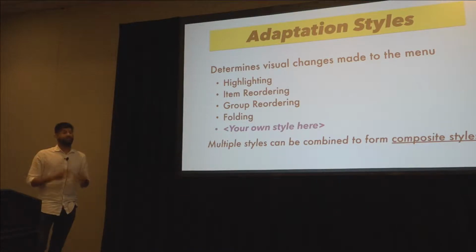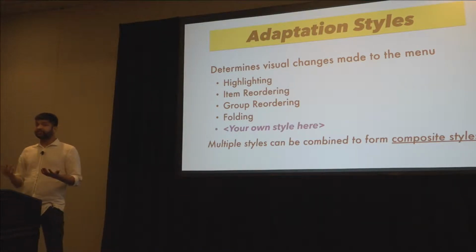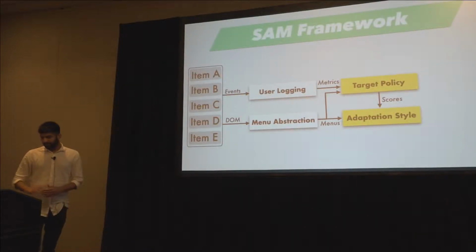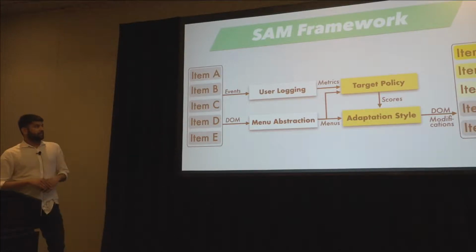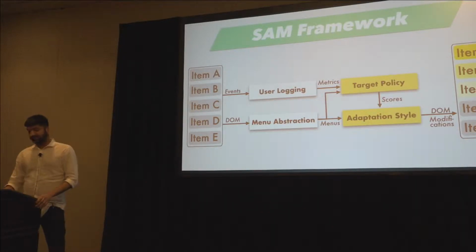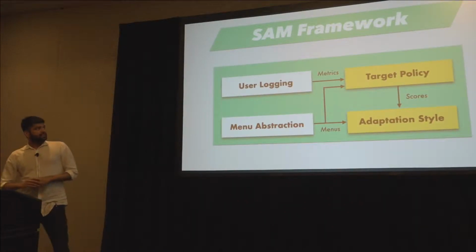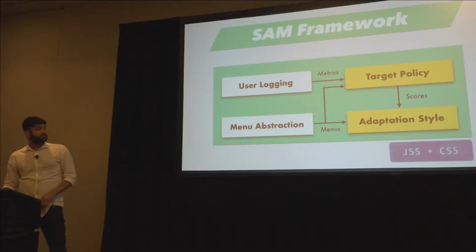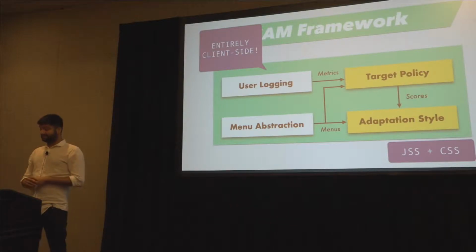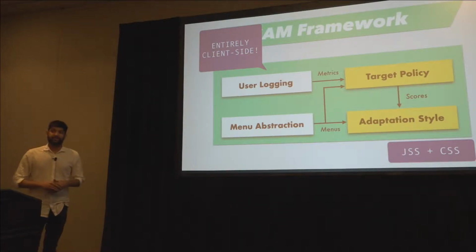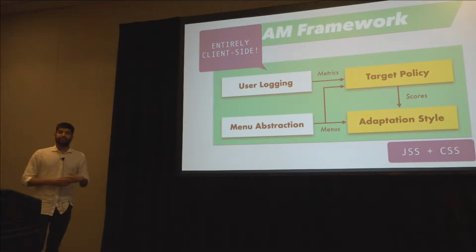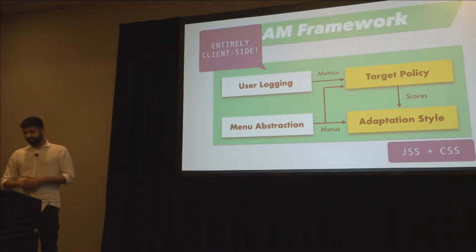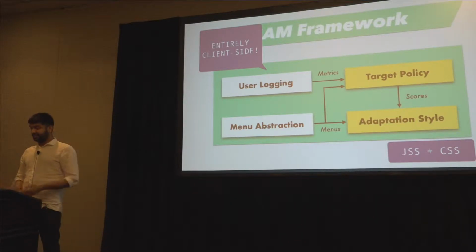For example, it might be beneficial to combine highlighting with reordering to show you where elements have moved and which elements have moved. And finally, once we've applied the adaptation style by modifying the DOM elements themselves, you have a fully adaptable menu on the right-hand side. And this is basically our SAM framework. It contains these 4 modular components, and it's built on JavaScript and CSS. And it's entirely client-side, so it basically preserves the privacy of the users. None of the logging data is sent to the servers. And you can basically access everything offline.